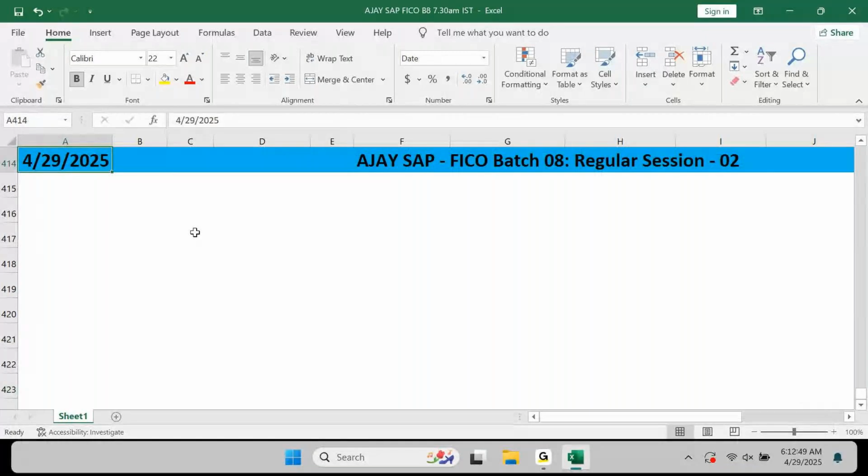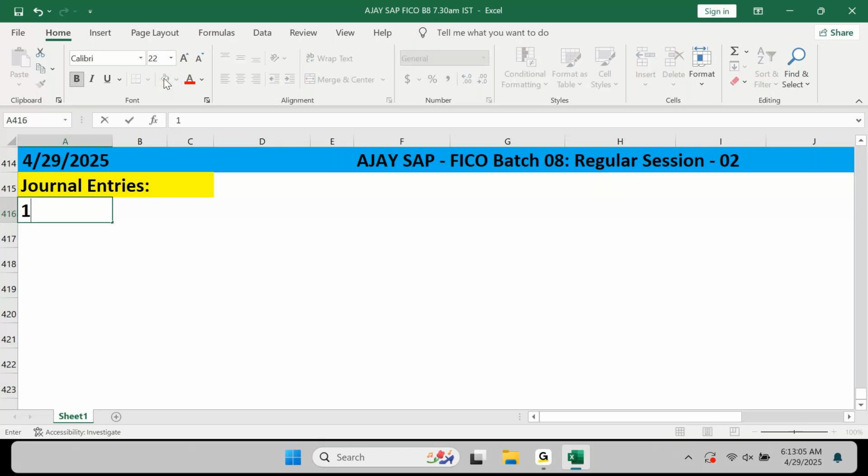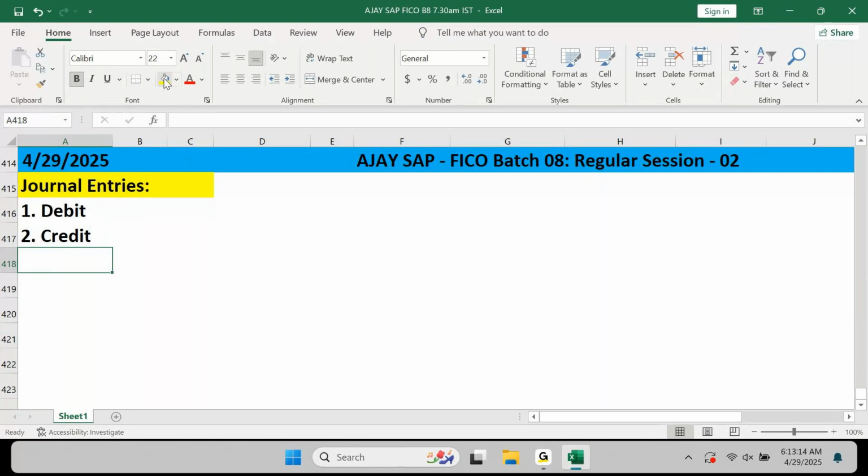Now, first point, we will need to understand journal entries. Let me write journal entries. Now, in order to write a journal entry, what do I need? Point number one, debit is required. Point number two, credit is required. Point number three, amount is required. Debit, credit, amount. Anything else is required to write a journal entry?